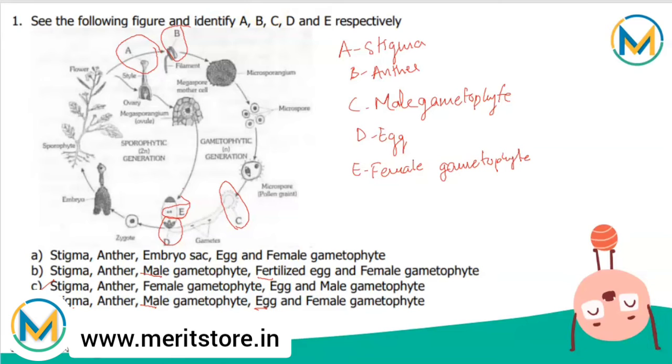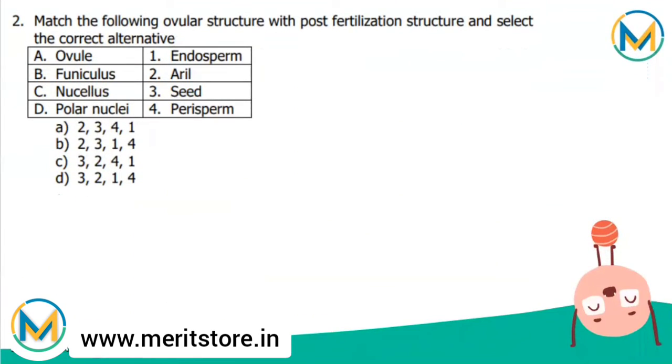Looking towards the next question. Match the following ovular structure with post-fertilization structure and select the correct alternative. So the integumented megasporangium, within which meiosis and megaspore formation takes place, is known as ovule. It develops into a seed after fertilization. So first, ovule, that is A, it is the seed part, that is the third option.